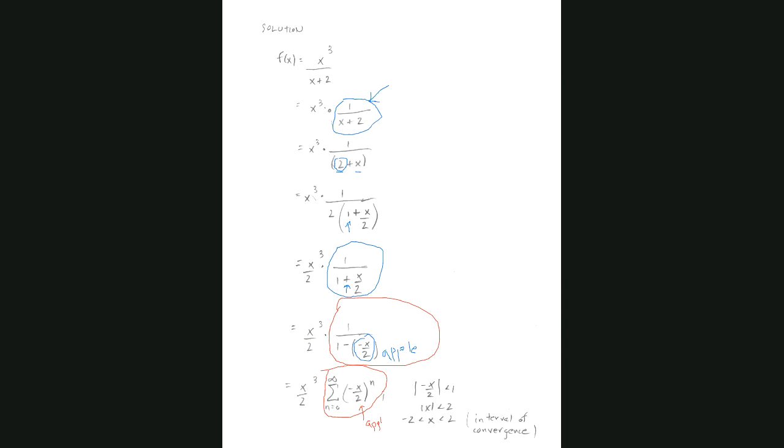But we note that the absolute value of my Apple, the absolute value of negative x over 2, is restricted. It has to be less than 1, right? Well, that means the absolute value of x is less than 2, and x is between negative 2 and 2. Are there any questions so far?